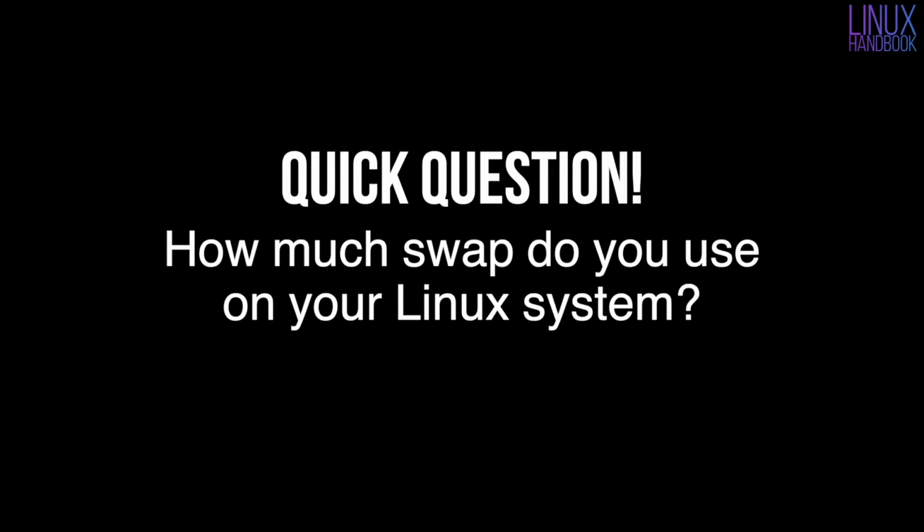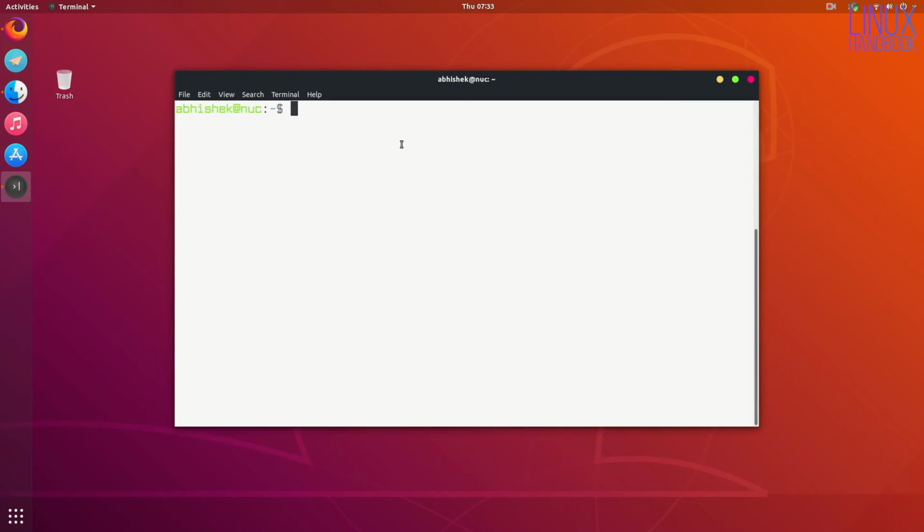Do tell me how much swap you use on your Linux system. First, check the swap size on your system with the command swapon --show. This will show the swap being used as well as the type of swap. So in this case, it's a 2 GB swap file. The type is file. If it was partition, it would have been a real partition, but that's not the case.